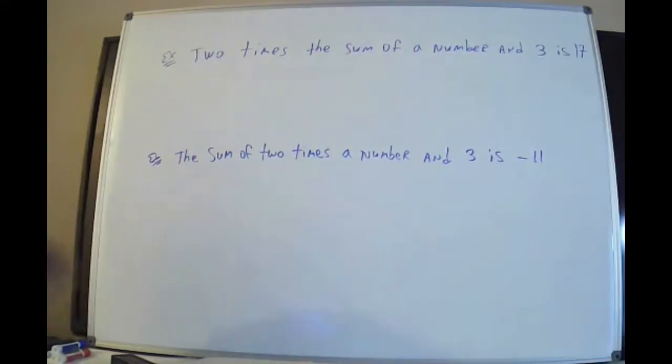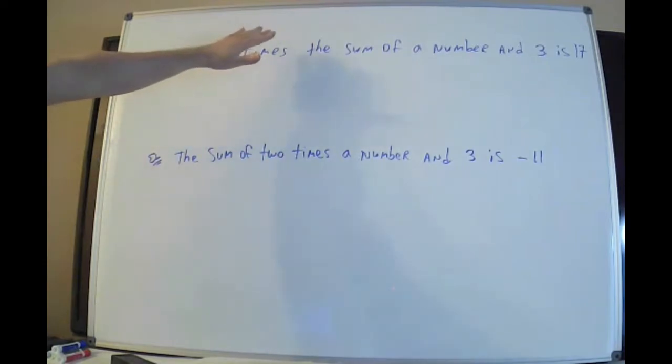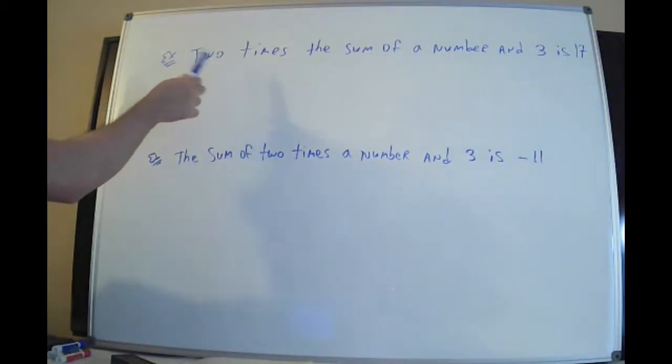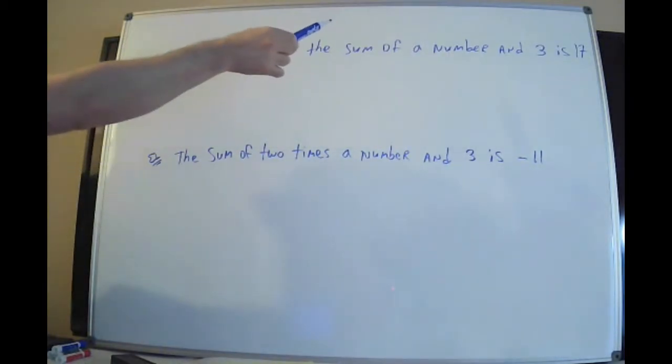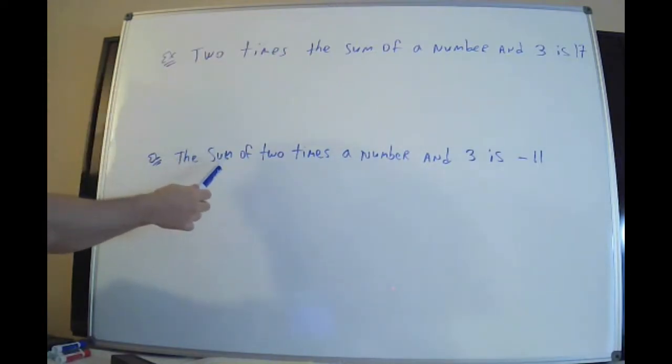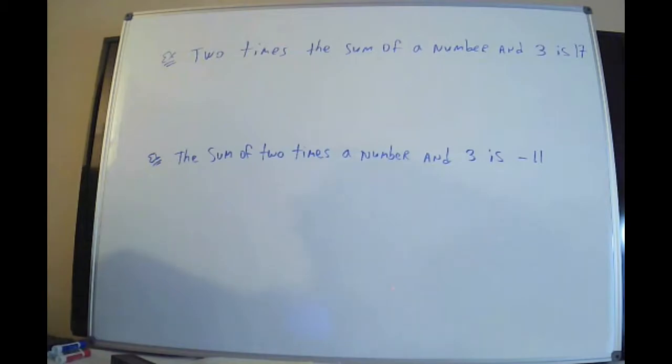All right, so here we're going to translate and solve. I'm going to give you a bunch of words, and then you have to write an equation and solve it. Now I'm going to read them real quick. 2 times the sum of a number and 3 is 17. This one says the sum of 2 times the number and 3 is negative 11.